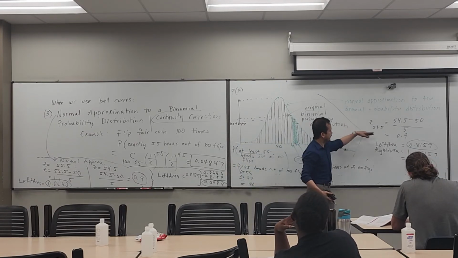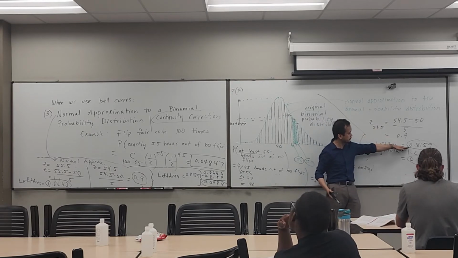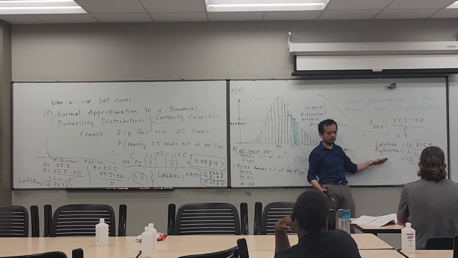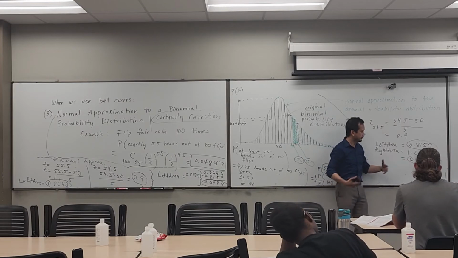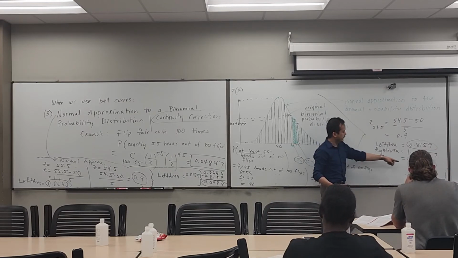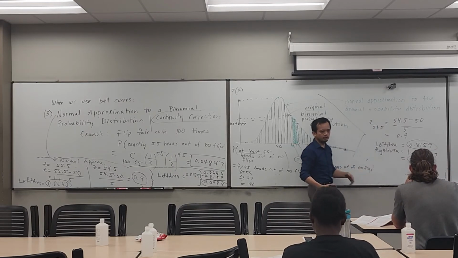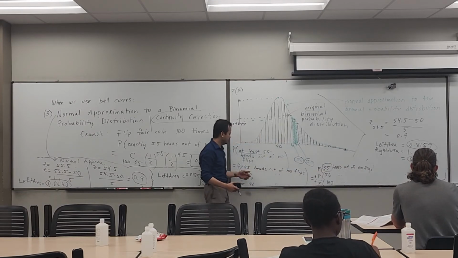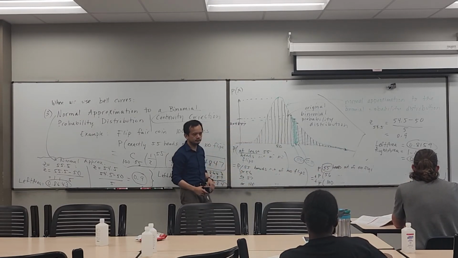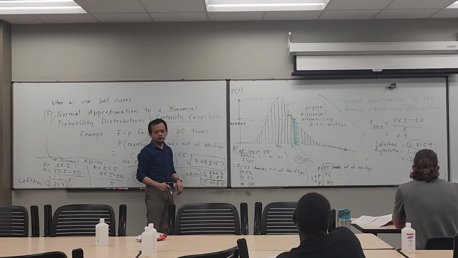So finding the z-score and then look it up in the table to find the left area, we subtract from 1 to get the right area. And this tells us that 18.41% of the time, we're going to observe at least 55 heads if we flip a fair coin 100 times. Any questions?